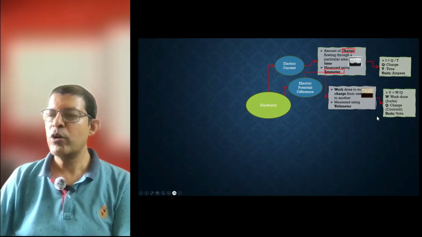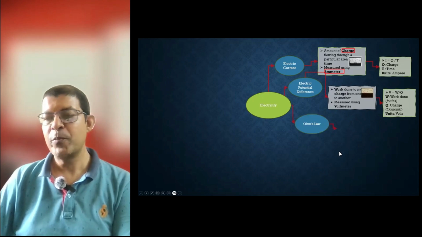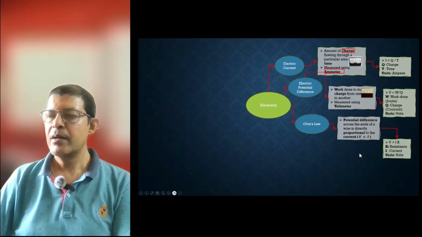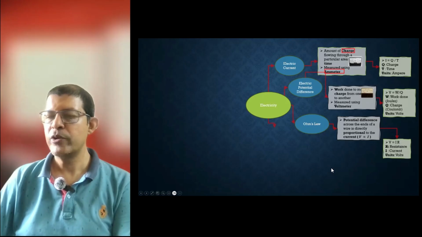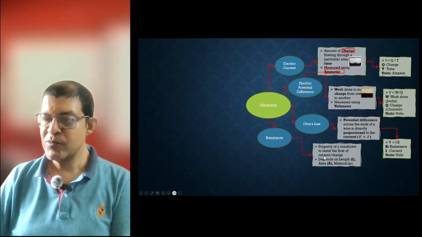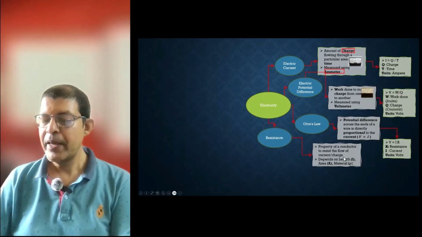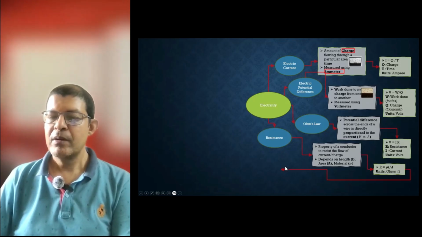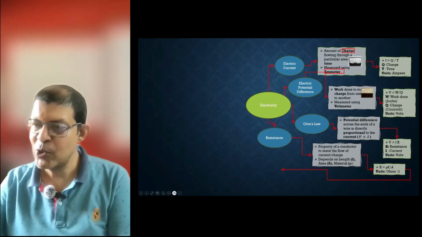Then we studied the formula for potential difference, which is the work done by the total charge carried from one point to the other. Then we've seen Ohm's law, which says potential difference is proportional to the current in the circuit, which is represented as V is equal to IR, voltage is equal to current into resistance. Then we saw about resistance. In resistance, we saw that the property of the conductor is to resist the flow of the current. It depends on length, area, and material, and it's given by the formula R is equal to rho L by A. That means resistance is directly proportional to length and inversely proportional to area, and depends on the nature of the material.